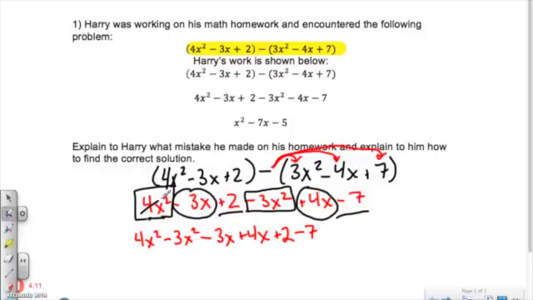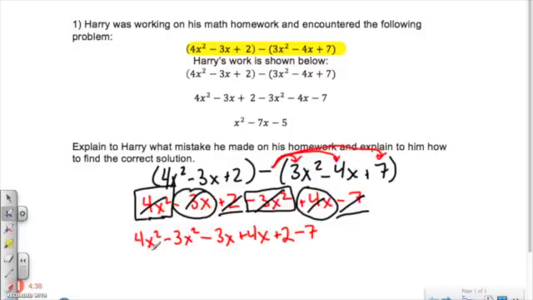So 4x squared, I wrote that down. Negative 3x squared, I wrote that down. Negative 3x, made it here. And then positive 4x. And then I've got my constants, plus 2 and minus 7, or negative 7. And because I can look up here and quickly see that I've crossed them all out, that means I didn't leave anybody out. Okay. So now I'm going to go through and actually combine those like terms.